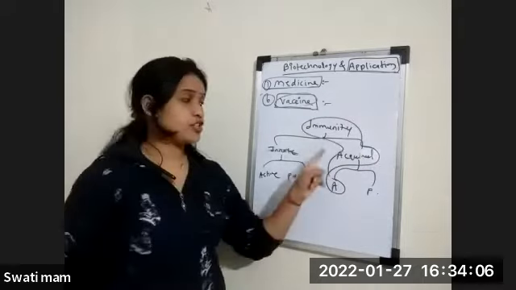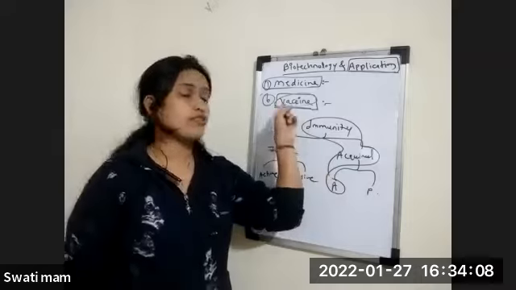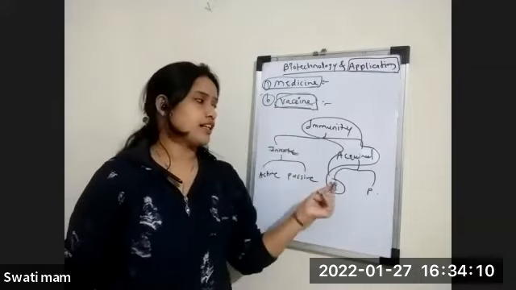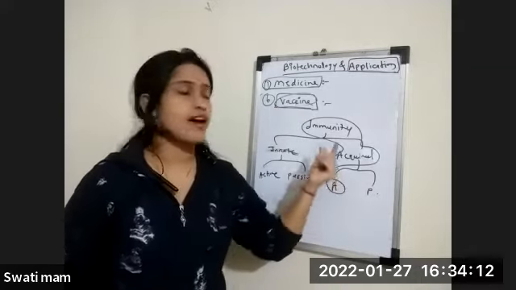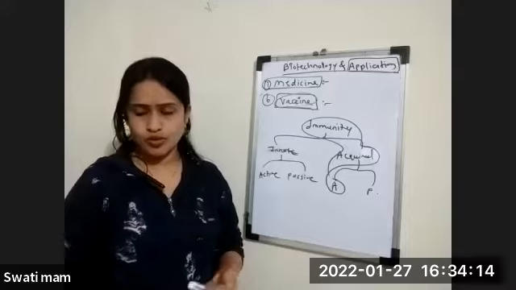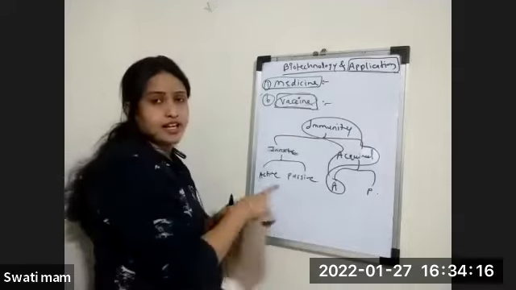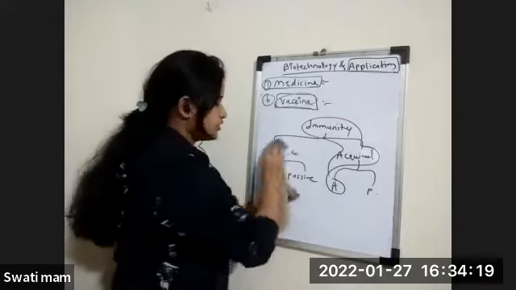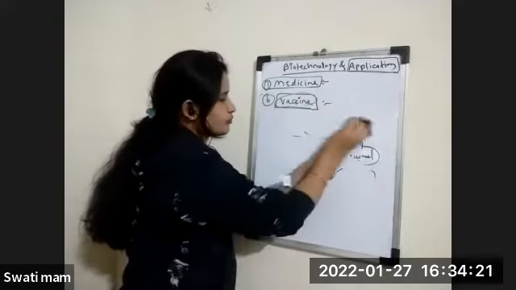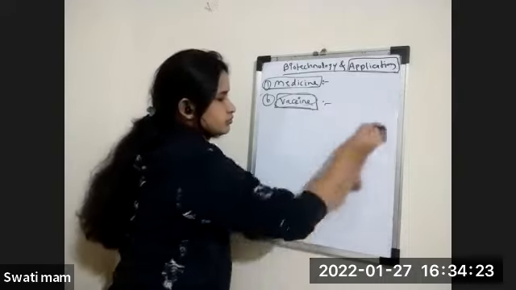Okay, so which immunity are we getting from the vaccination? We are getting active acquired immunity. Okay, so this is the short tree diagram regarding immunity. Now how is this vaccine formed?